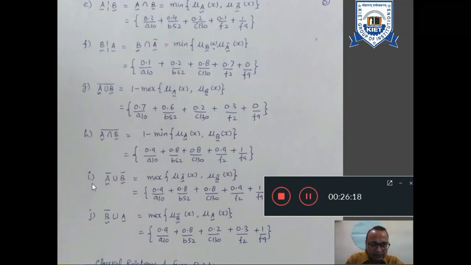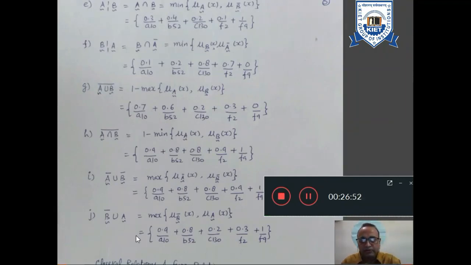And finally, in the ith part and jth part, you are asked to find A's complement union B's complement. This is a union, so we are doing the union operation. For union operation, we take the max of mu A's complement(x) and mu B's complement(x), and this can be done with the help of 1 minus mu A(x) and 1 minus mu B(x). The same information you will get here.